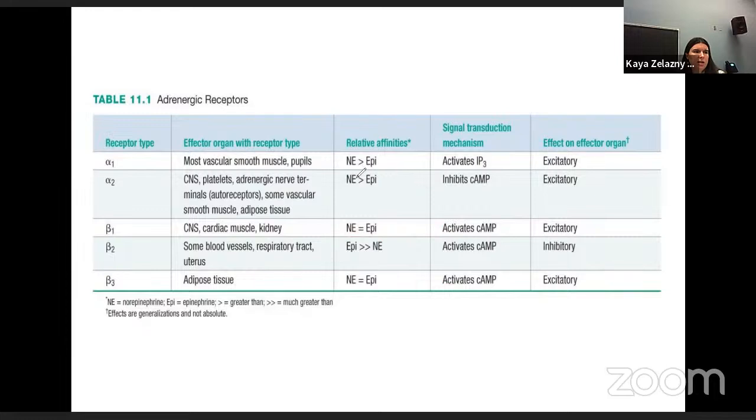We don't see that anywhere else in this chart, right? This is the only place we see epinephrine first. So if we like epinephrine, beta 2 receptor. Our beta 1 receptors are probably what we're talking about otherwise. The way to tell apart a beta 3 receptor is really the effector organ, which is adipose tissue. So basically, we will not spend much time talking about beta 3 receptors at all.